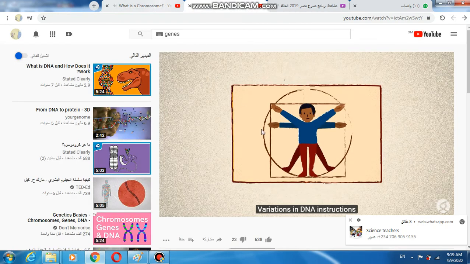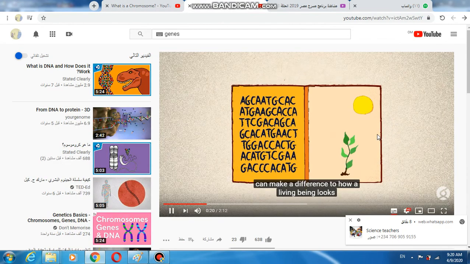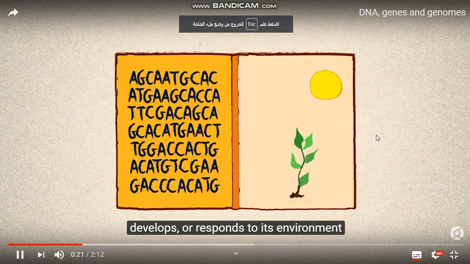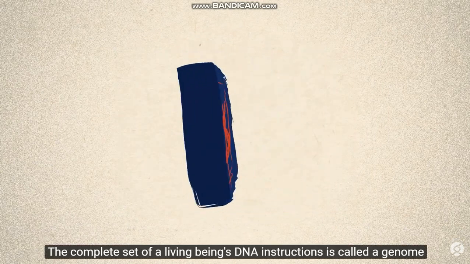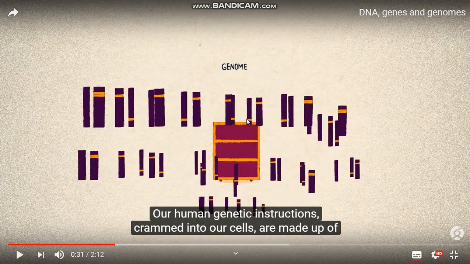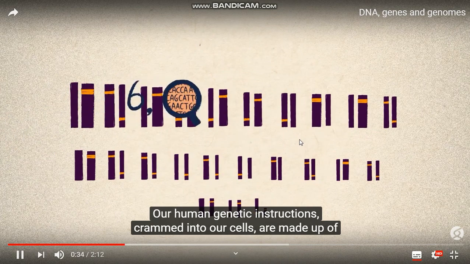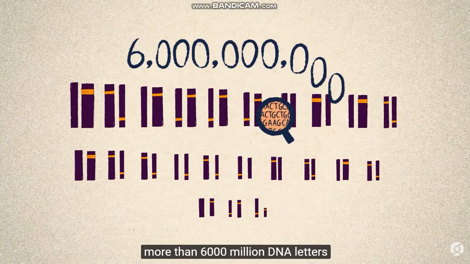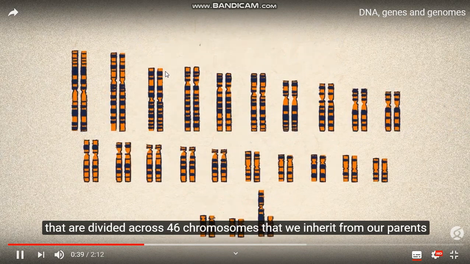Variations in DNA instructions can make a difference to how a living being looks, develops, or responds to its environment. The complete set of a living being's DNA instructions is called a genome. Our human genome means all the chromosomes or genes you have. The genetic instructions crammed into our cells are made up of more than 6 million DNA letters, divided across 46 chromosomes.